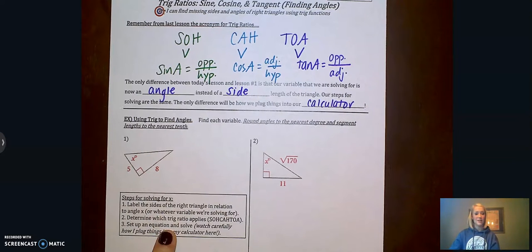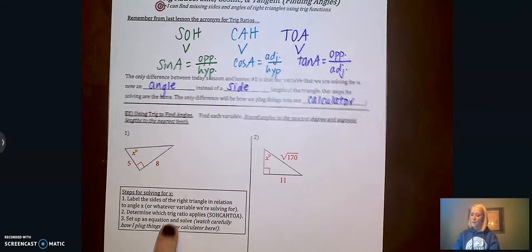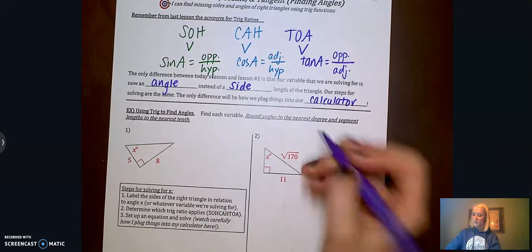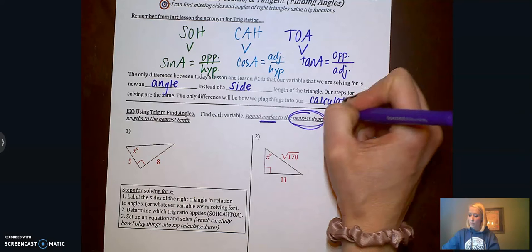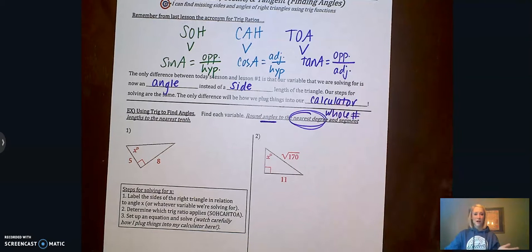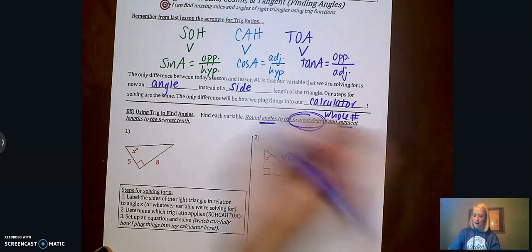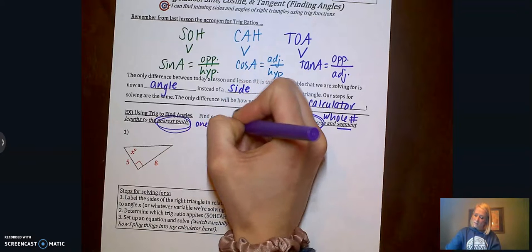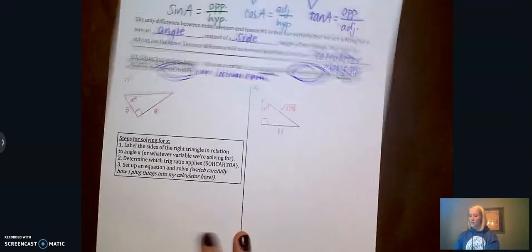Now, I've got steps here, just like I did last lesson. I feel like that hopefully is helpful on how to walk through the problem. But my goal is just to find each variable. I'm going to round angles to the nearest degree. So if I'm solving for an angle, nearest degree, that means whole number. 65 degrees, 42 degrees, okay? Whole numbers for your angles. Segments, they're asking me to round those to the nearest tenth. So that's 1 decimal place. You will get dinged for not paying attention to details like that come quiz and test time. Got to pay attention to details in life.